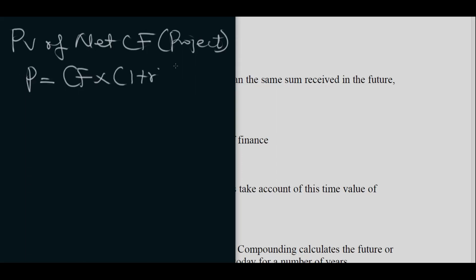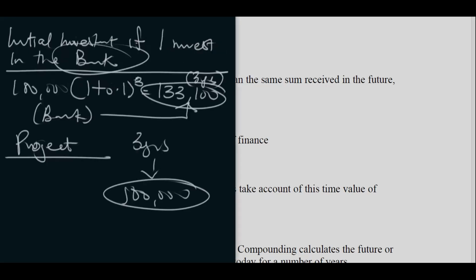Negative n. Please remember this. Negative n when you are discounting, because you are going to the past. And when you are going forward, you just make it n. Please remember this. So in the first illustration, I was sending it to the future, so it was n, but now it's negative n.